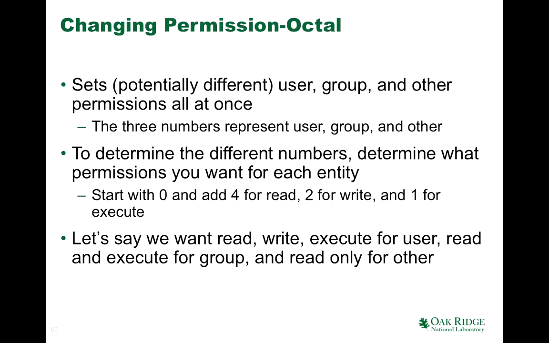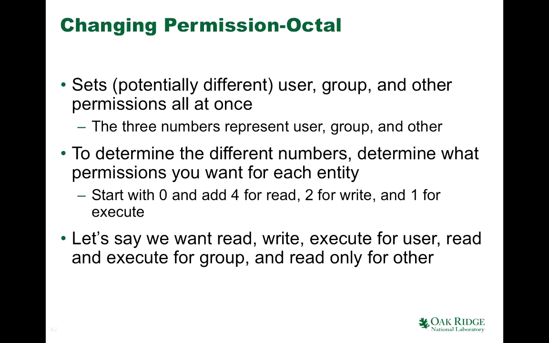So this is referred to as octal basically because each of the numbers will be between 0 and 7, so it's an octal numbering system. And this allows you to set different user, group, and other permissions all at once, kind of like that last example, but it's much more concise. To figure out the numbers, this sometimes confuses people. It can be a little hard to pick up until you get used to it.